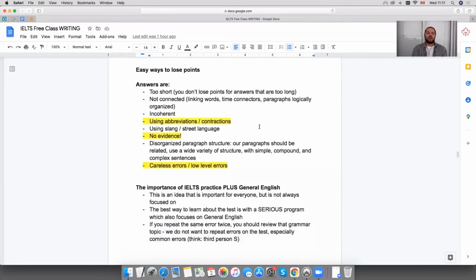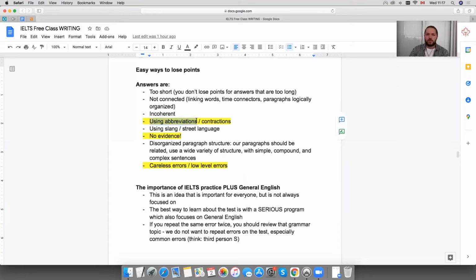So just like what we were talking about with the spelling, it's an easy way to lose points. There's a lot of things that we can do that lose points, which are just careless. We don't need to do these things. Of course, if your answer is too short, we're not going to be happy with our score. If our answers are not connected, we aren't using our linking words, our time connectors. If our paragraphs are not organized in a logical way, so we're not talking about 1, 2, 3, maybe we talk about 2, 3, 1. That's not good. We want to have a nice coherent organization in our writing.